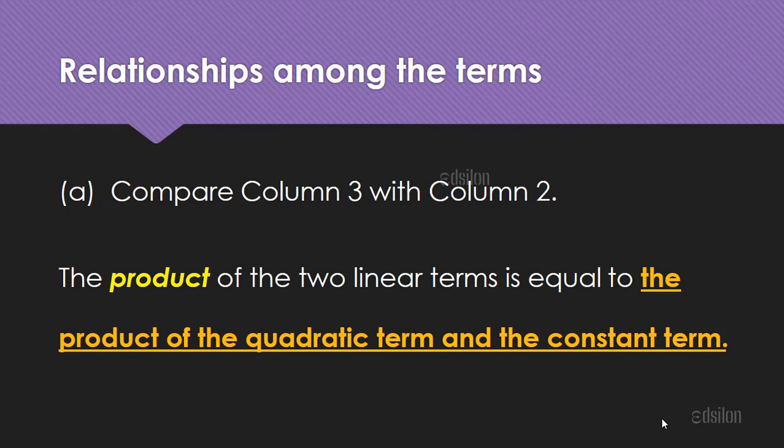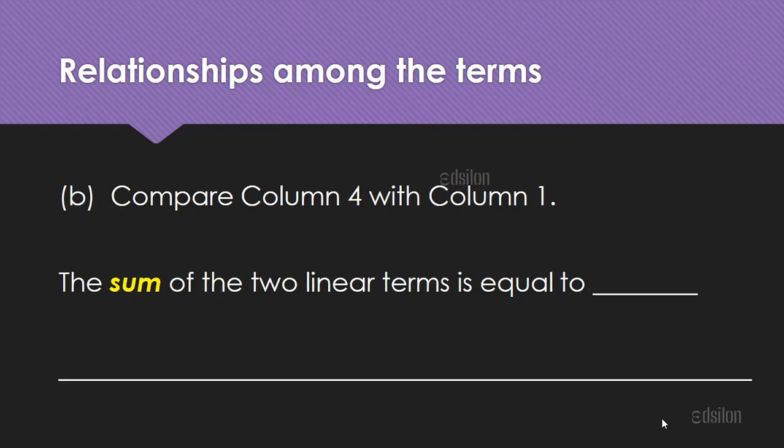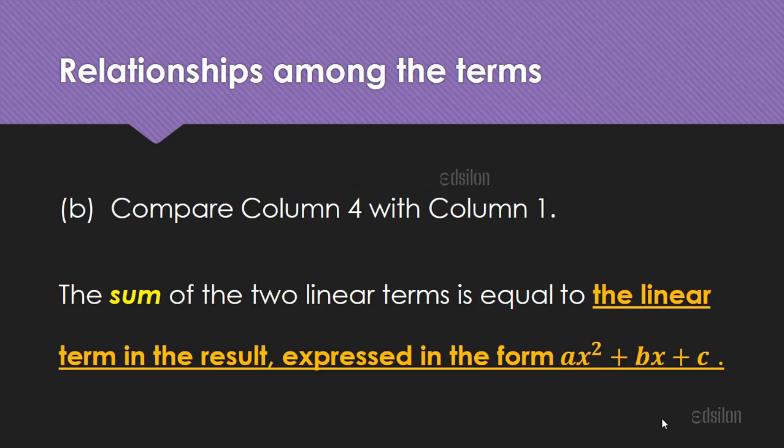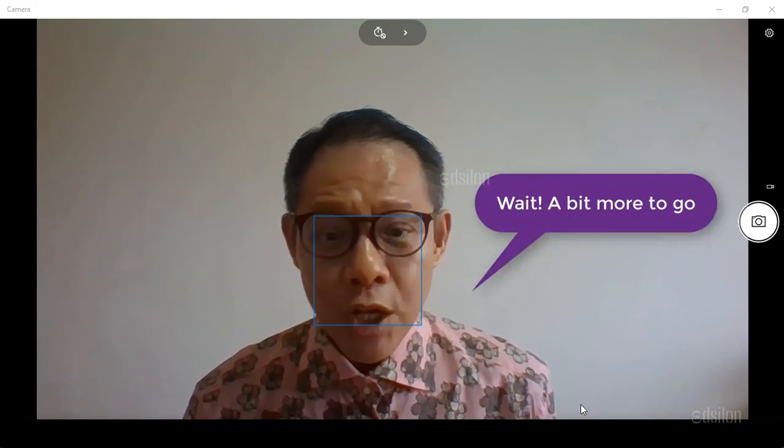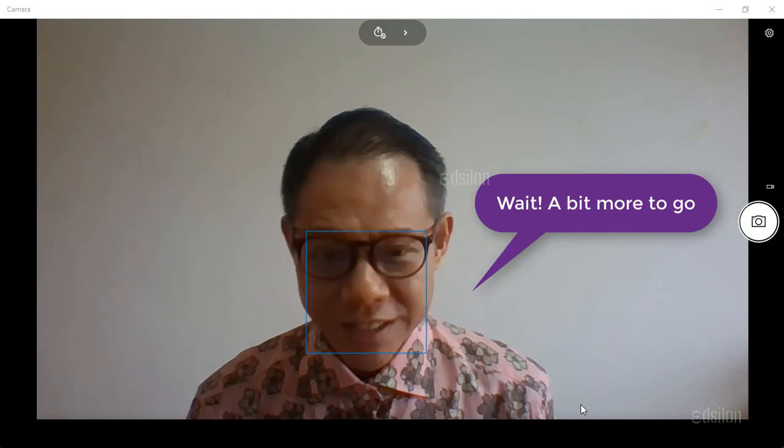Now, compare the terms in column 4 with the corresponding quadratic expression in column 1. What can you say about the sum of the two linear terms? Did you notice that the sum of the two linear terms is equal to the linear term in the result, expressed in the form ax squared plus bx plus c? We have almost come to the end of this lesson. Let us now look back and see what you have learned here.